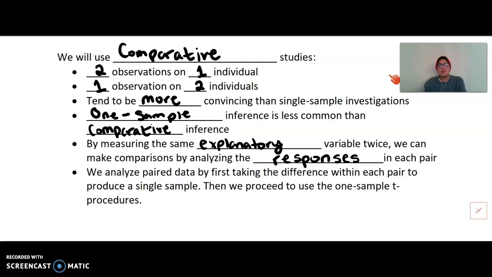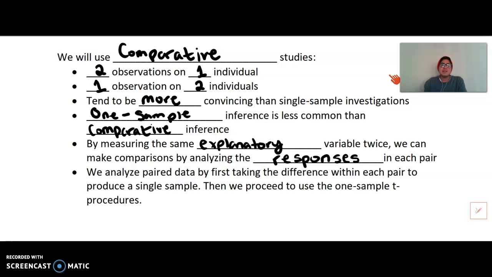So we can see how that one person would respond to the 2 treatments, as opposed to a completely randomized design where, if we haven't blocked properly or addressed confounding variables, maybe our results are all over the place and we're not quite sure how to fix that variation. By measuring the same explanatory variable twice, we can make comparisons by analyzing the responses in each pair. Again, this just means either the same person receiving 2 treatments or 2 separate people receiving the same treatment.